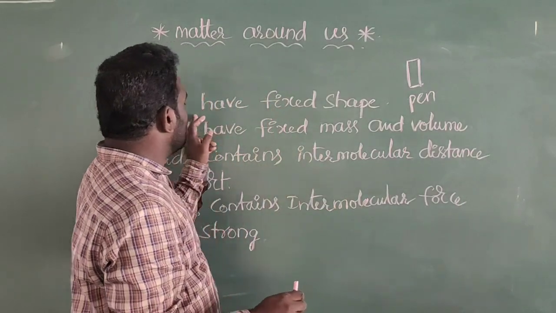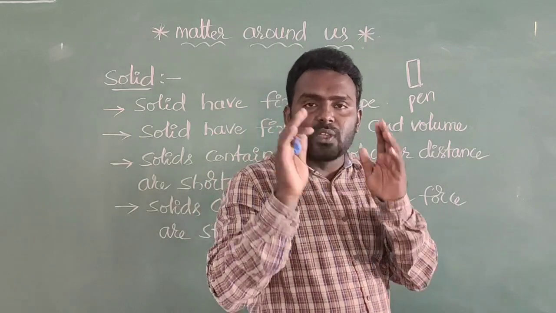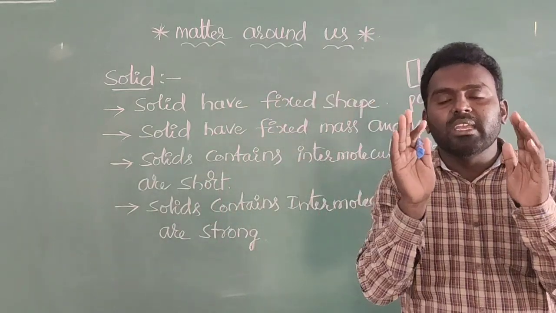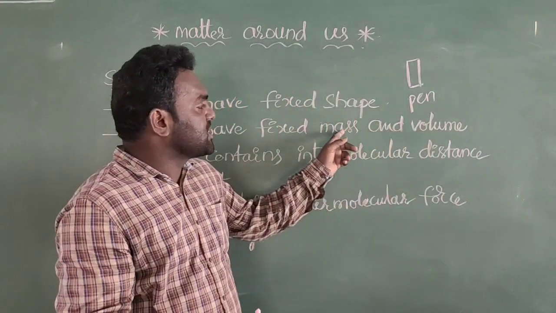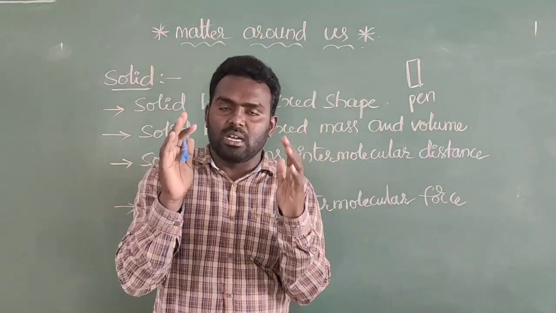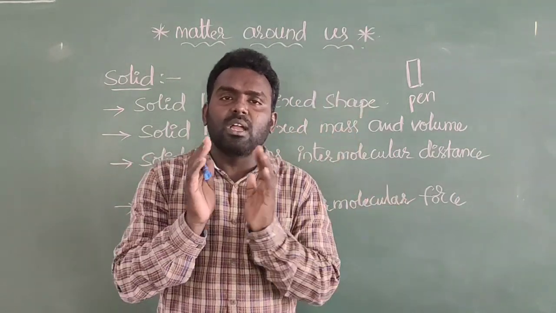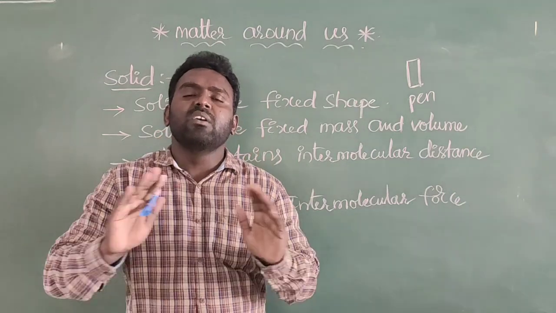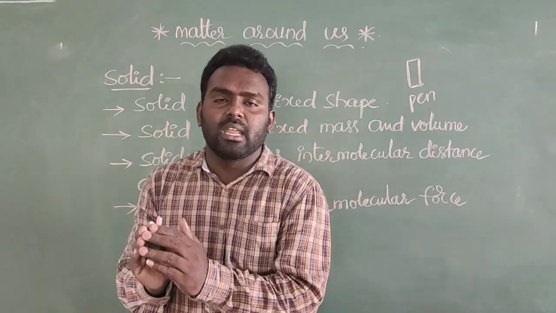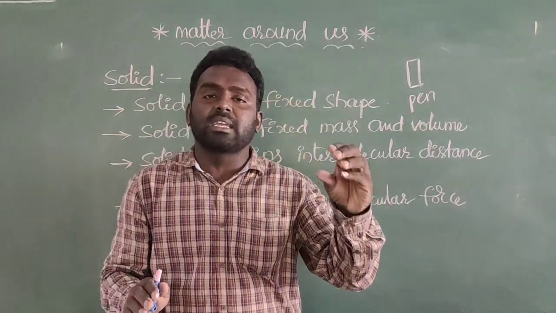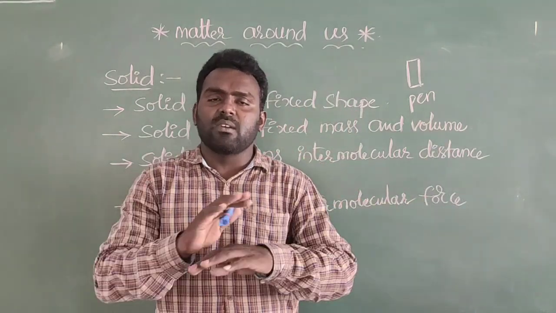So that's why I am saying that solids have a fixed shape. If you observe any solid material, that solid material contains a fixed shape, a fixed volume and a fixed mass. The shape of the molecule is fixed, and the volume and the mass of the molecule are also fixed. Keep in your mind, any solid material has a fixed shape, a fixed volume and a fixed mass. That is very important.